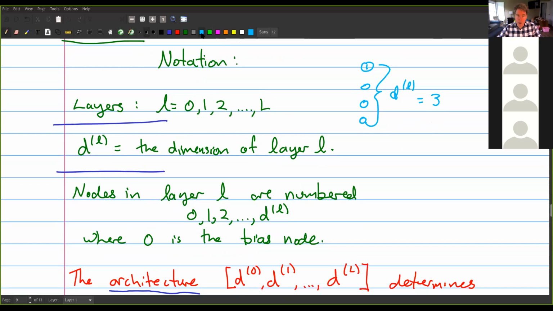And these nodes are numbered. The bias node will be the 0th one. This will be 1, 2, 3. And so the last one has index d_l.